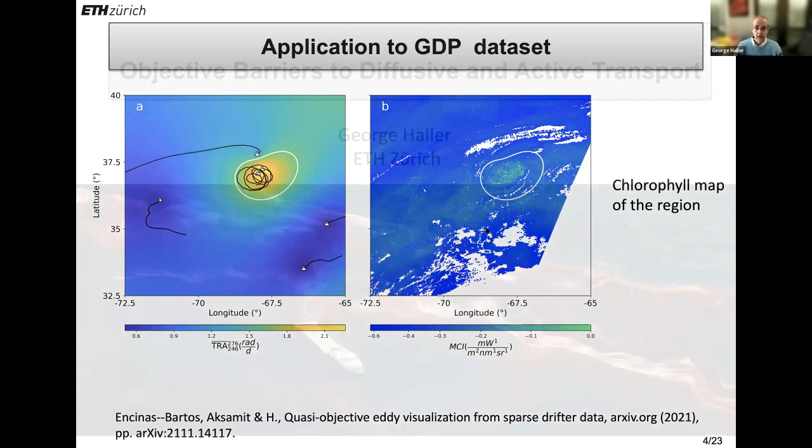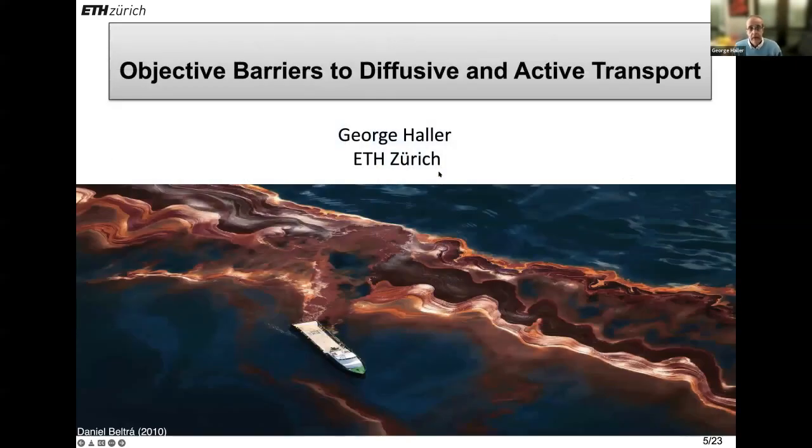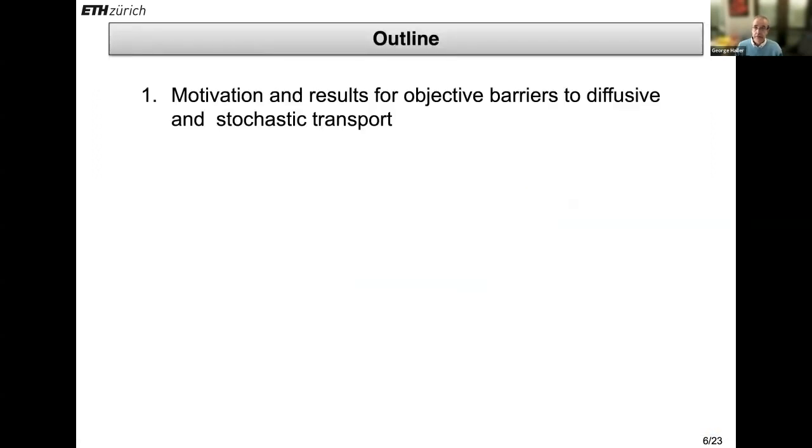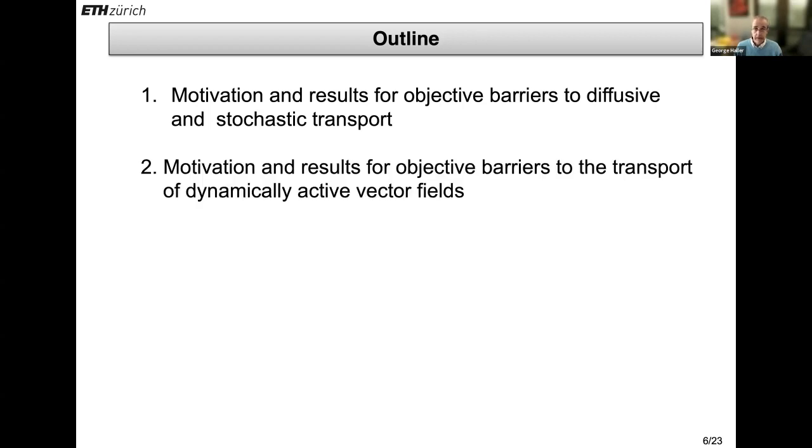And I wanted to move on to today's topic, which is objective barriers to diffusive and active transport. And that will also have a motivation first for diffusive and stochastic transport. The two turn out to be very related.